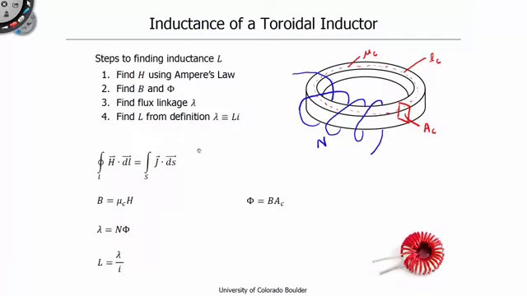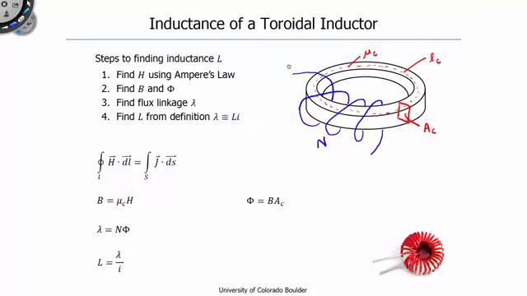Now, to determine the inductance L, we are going to proceed as follows. First, we're going to use Ampere's law to determine the magnetic field H going through the structure. Then we'll use the relationship between B and H to find the magnetic flux density B, then find the total flux, and then from the total flux we'll find the total flux linkage, and then finally, using the definition for inductance, we'll find the inductance of this structure.